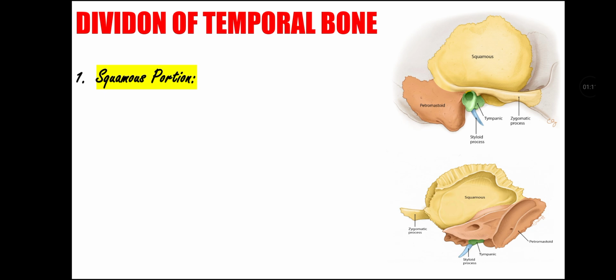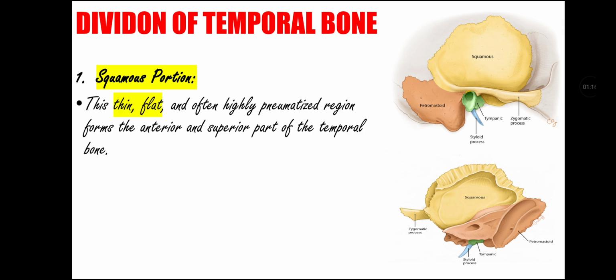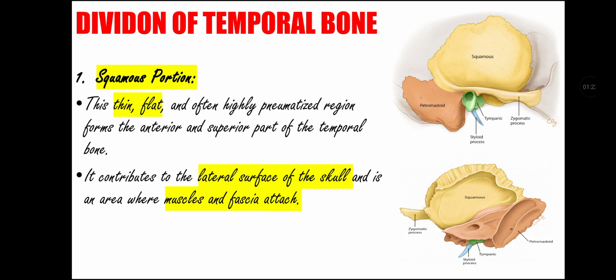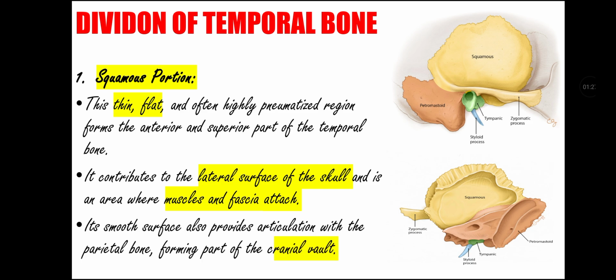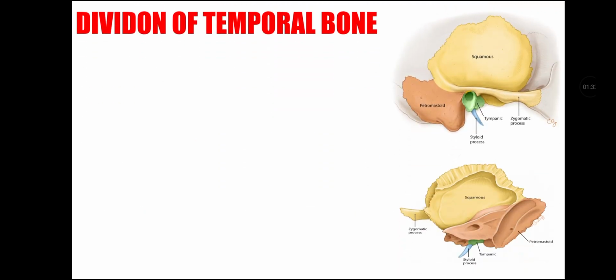The first is squamous portion of temporal bone, as you can see here in the diagram. This thin, flat, and often highly pneumatized region forms the anterior and superior part of temporal bone. It contributes to the lateral surface of skull and is an area where muscle and fascia attach. Its smooth surface also provides articulation with the parietal bone, forming part of the cranial vault.